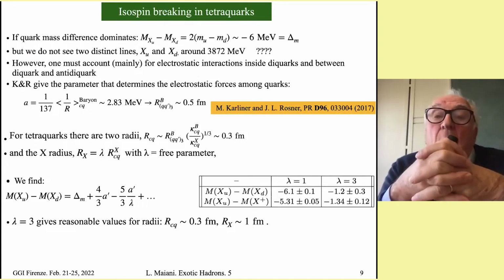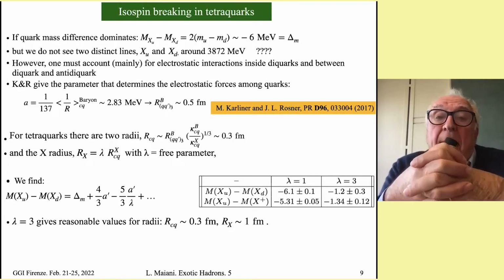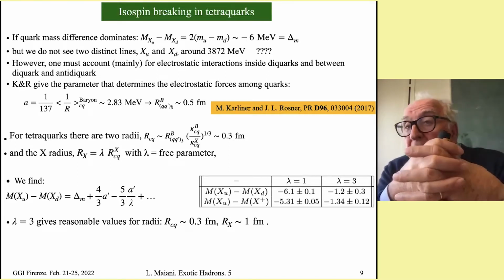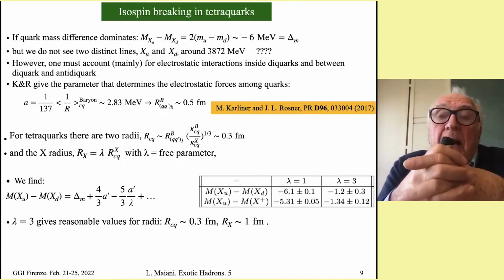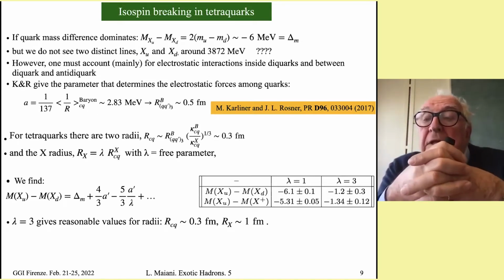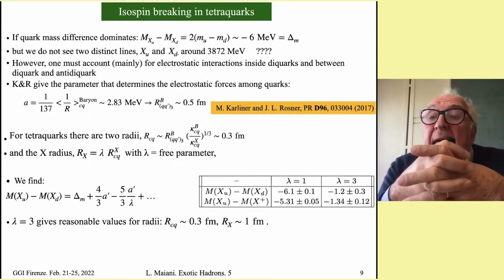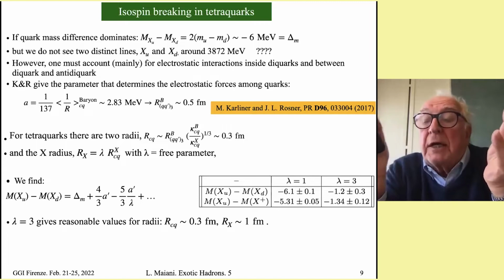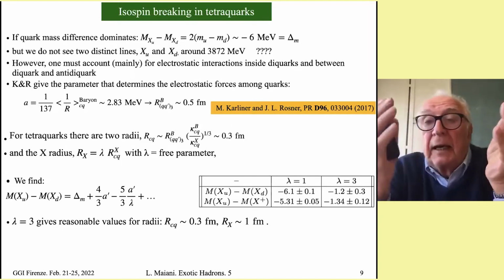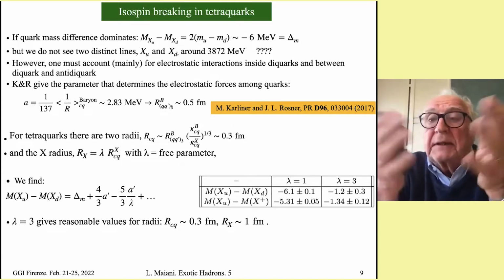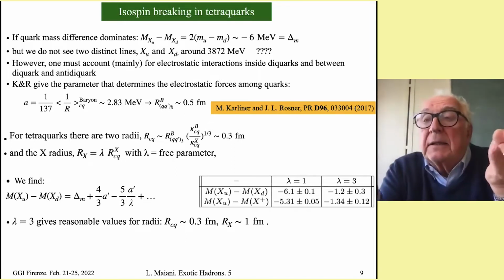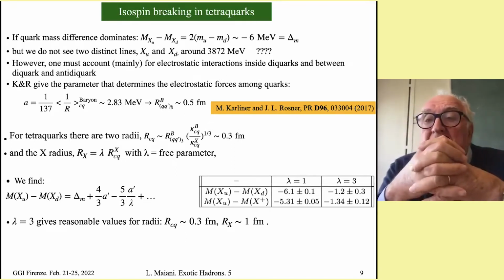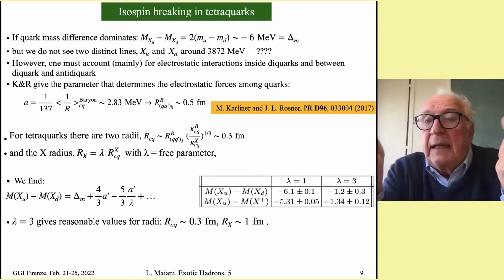if I take only the quark mass differences, isospin breaking, which, as I said, m up minus m down is something like minus 3 MeV, multiplied by 2, that makes something like minus 6 MeV. If I take that as the only isospin breaking, then there should be a charged or another neutral exotic state within 6 MeV from the X3872. And there is no trace until now for that.